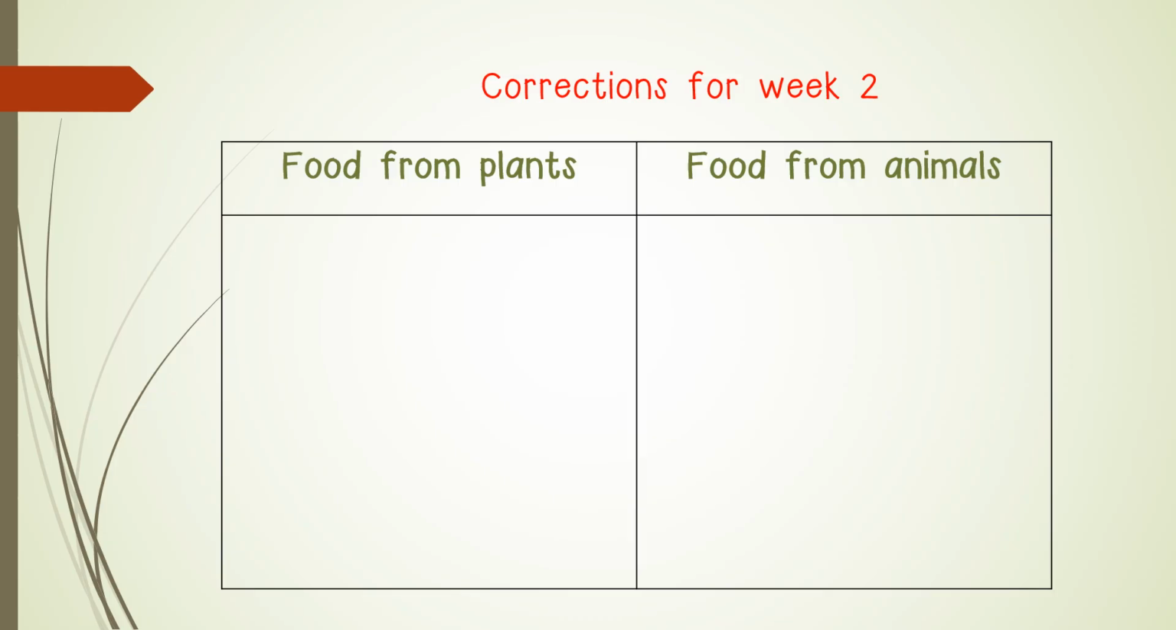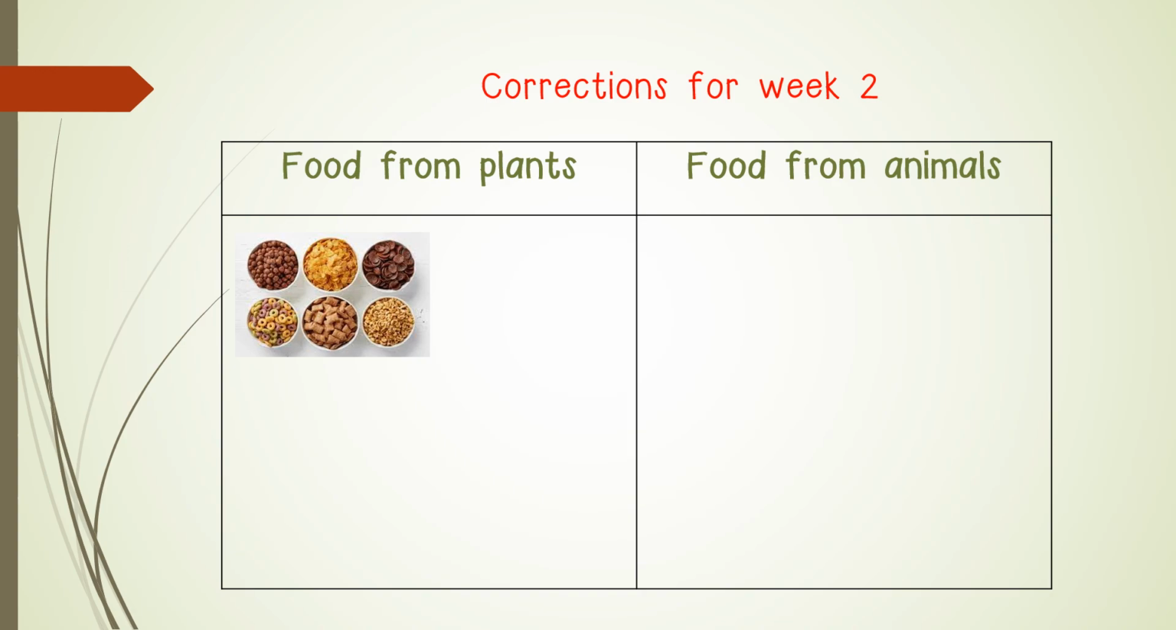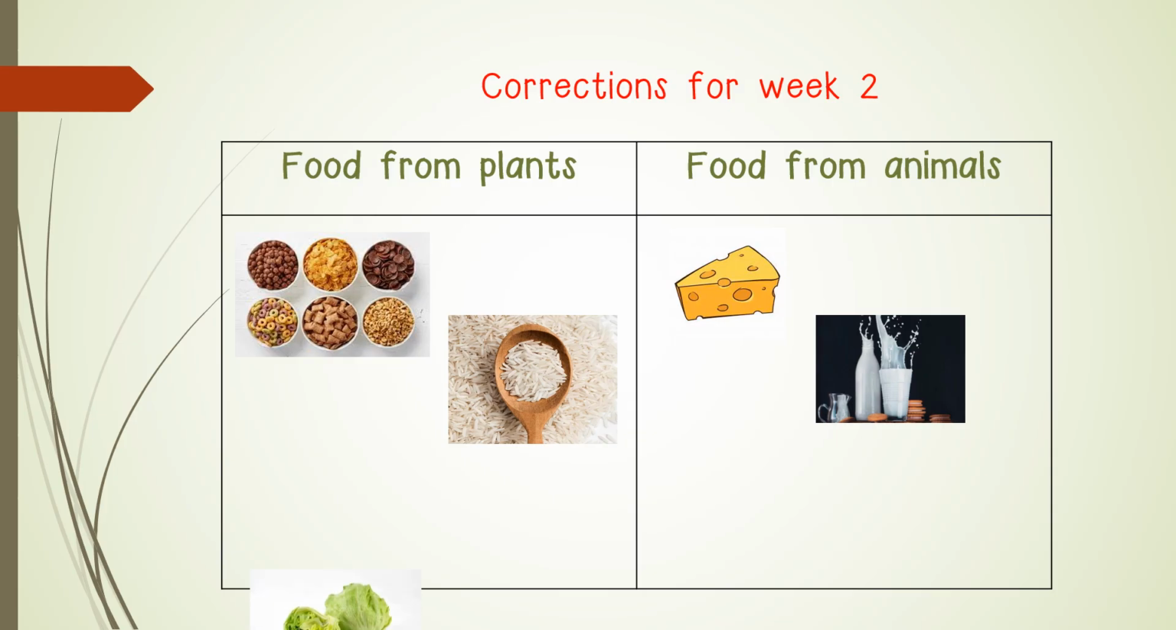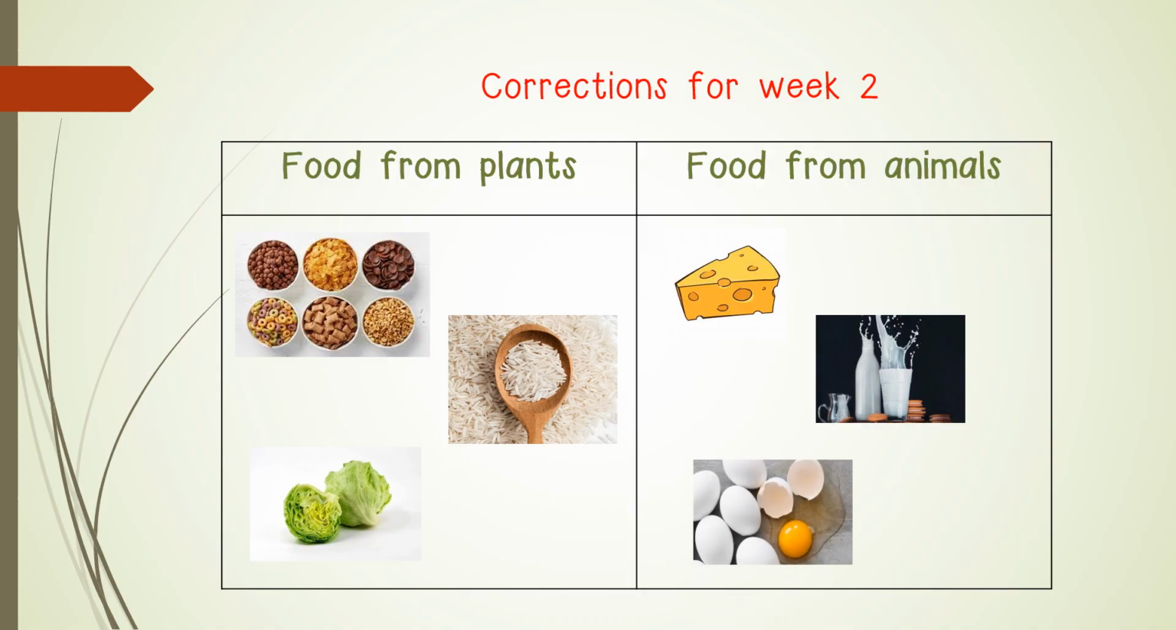The first thing that we have is the bowl of cereals, which will go under your plants column. Then we have the cheese, which goes under the animals column, the rice, which comes from plants, the milk, which comes from animals, the lettuce, which comes from plants, and lastly, the eggs, which come from animals. So we will see that our cheese and our milk is what we get from our cow, and the eggs will come from our chickens.